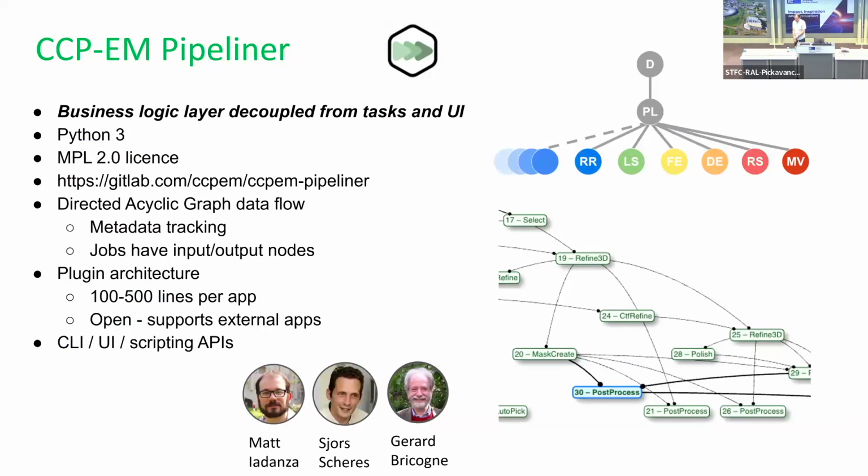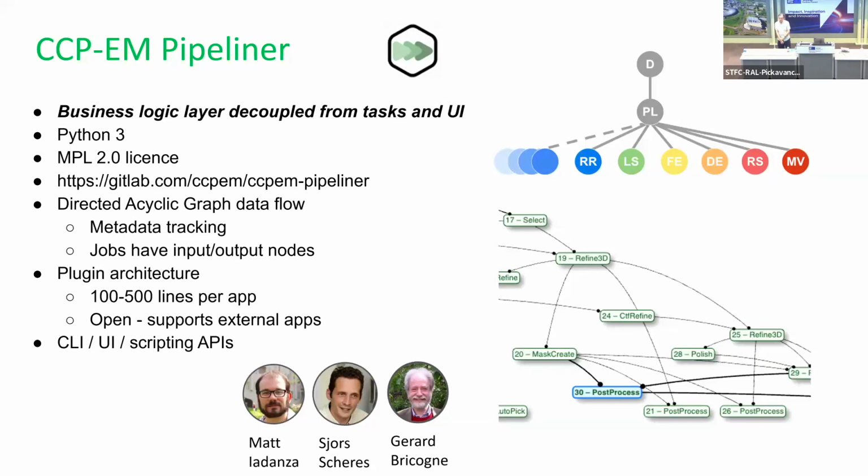It's based around an acyclic graph data flow. All tasks are given input and output nodes, and these can be joined together to give you a graph of the processing that you're doing, with particular attention paid to metadata collection, capture and recording. So this is the business end of CCP EM.